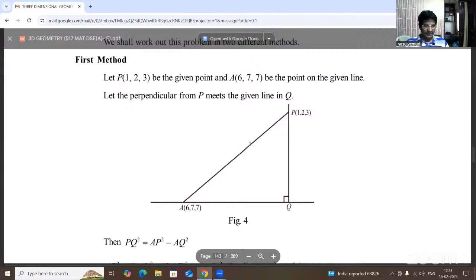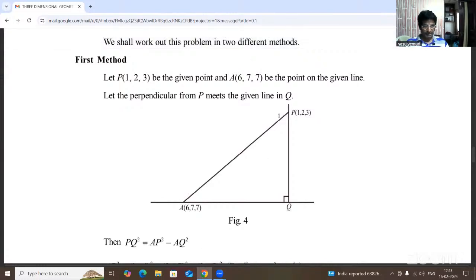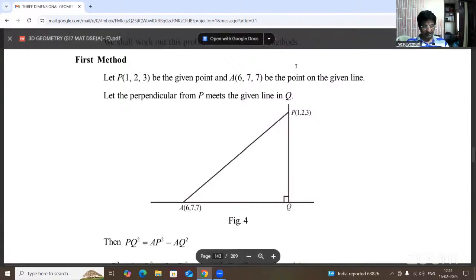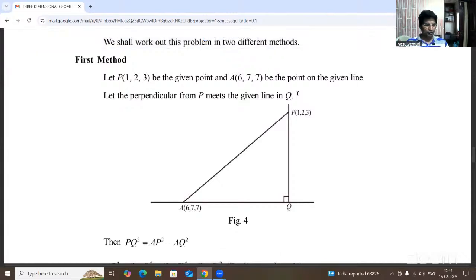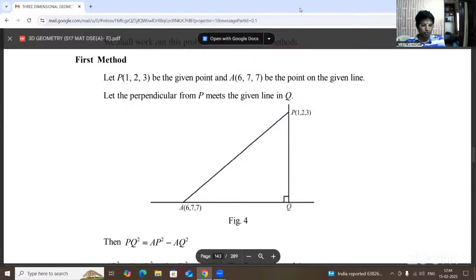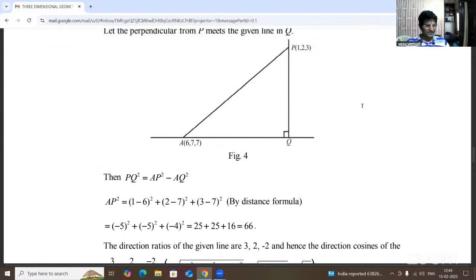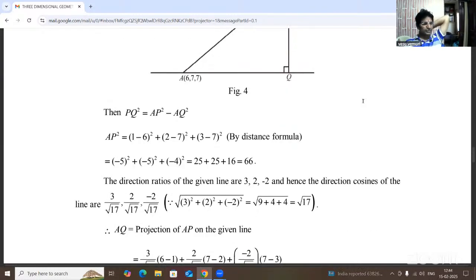We just have to construct the figure, which is a right angle triangle. So we get APQ or AQP, whichever it is. From the Pythagoras concept, PQ square equals AP square minus AQ square. According to this, AP square means (1 minus 6) whole square plus (2 minus 7) whole square plus (3 minus 7) whole square. We get the value 66.